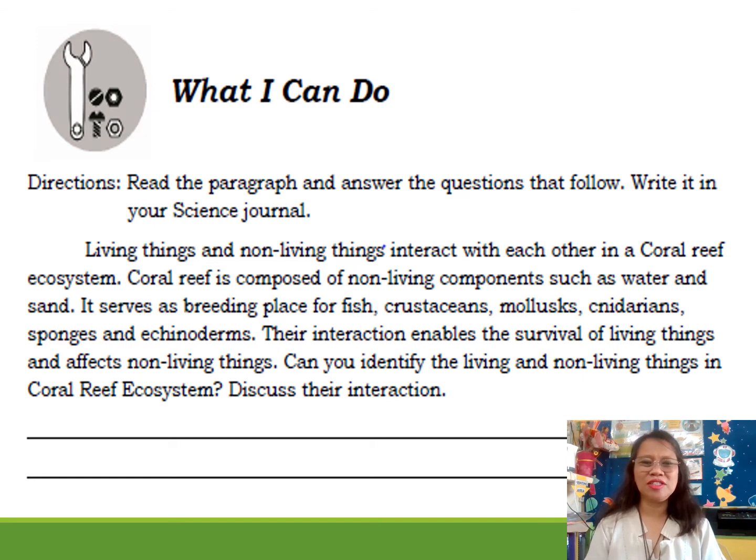Okay, what I can do. Living things and non-living things interact with each other in coral reef ecosystem. Coral reef is composed of non-living components such as water and sand. It serves as breeding place for fish, crustaceans, mollusks, cnidarians, sponges, and echinoderms. Their interaction enables the survival of living things and affects non-living things. Can you identify the living things in the coral reef ecosystem? Okay. All the interactions. You can still review.